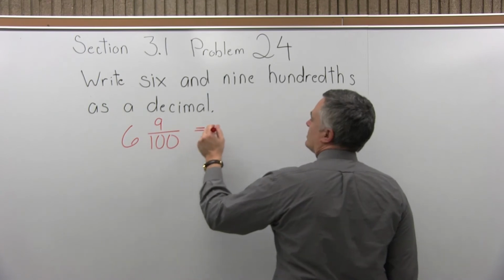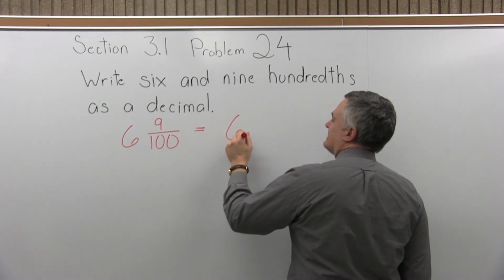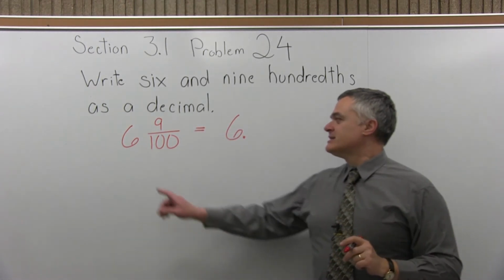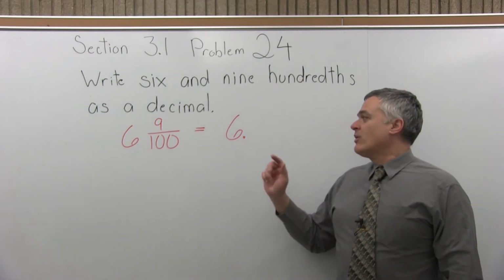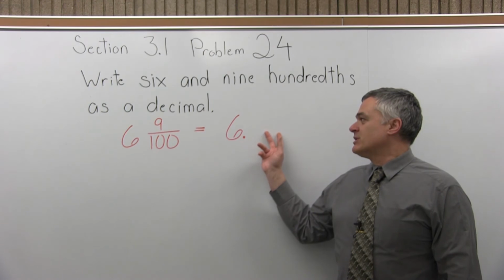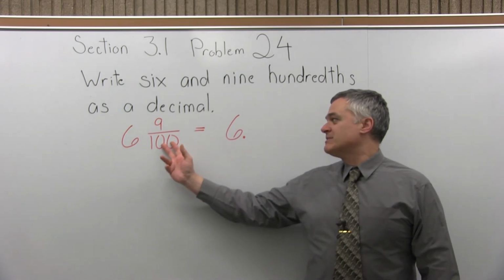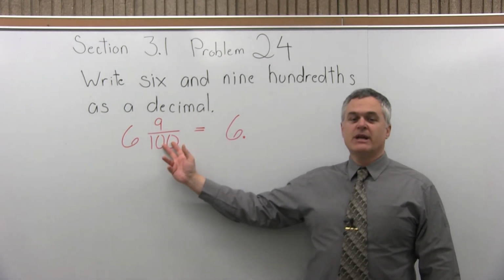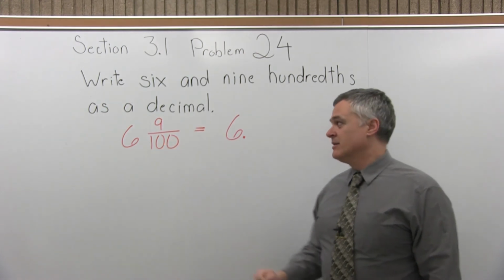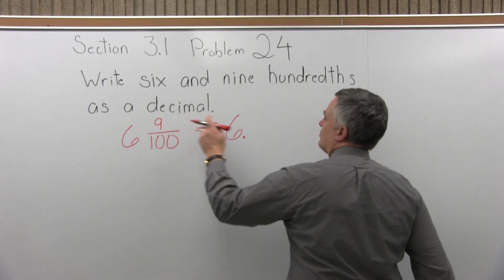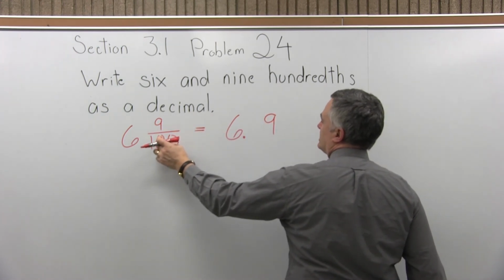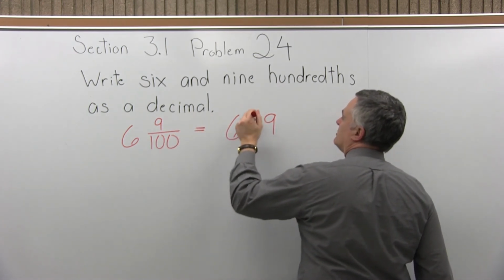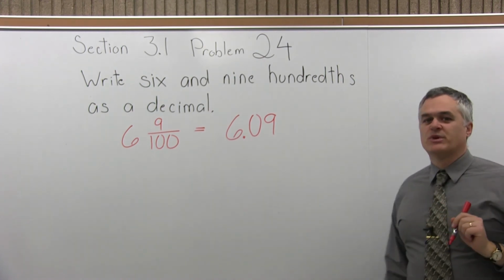Now, to write it as a decimal, because the 6 is in front of the fraction, it's going to be in front of the decimal too. And now what I want to do is write the decimal so it has as many places, as many digits after the decimal point as you have zeros in the denominator. So since I have a 9 in the numerator, I will need a 9 after the decimal, but because I need 2 digits after the decimal from my 2 zeros in the denominator, I have to write 6.09.